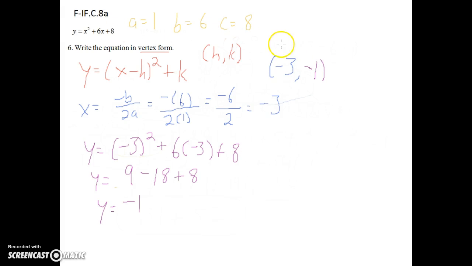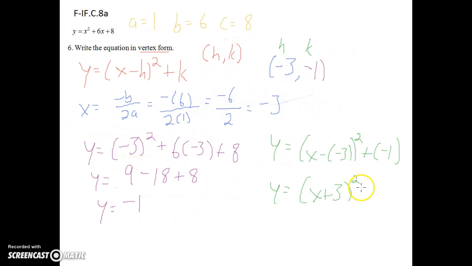Now we have h, we have k, because that's our vertex, so we're going to plug it in. y equals (x minus negative 3) squared plus k. And then just to make it look nicer, we don't want minus and negative, we can just put a plus. And we don't need plus and negative, we can just do minus. And there's our vertex form. Our vertex form, find the vertex, plug it in. Don't just list the vertex.